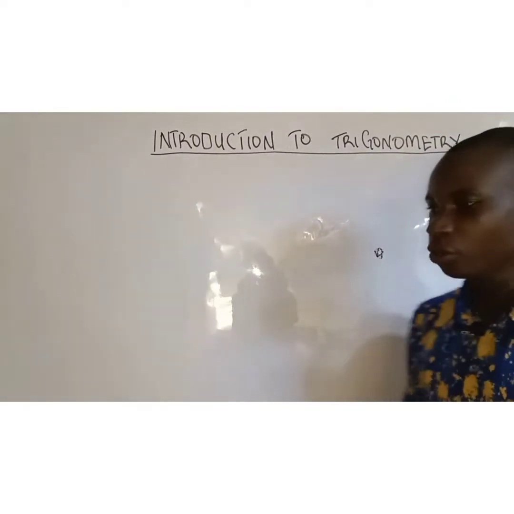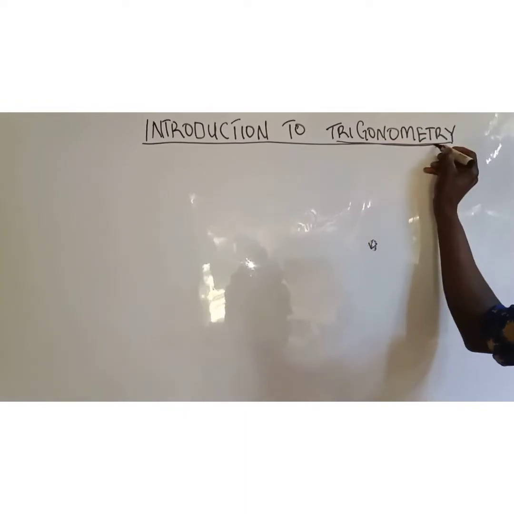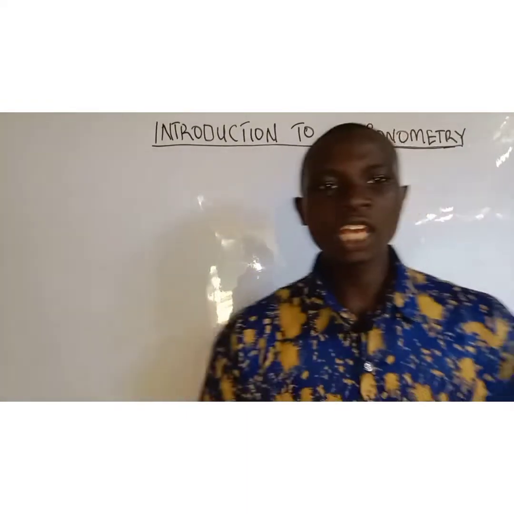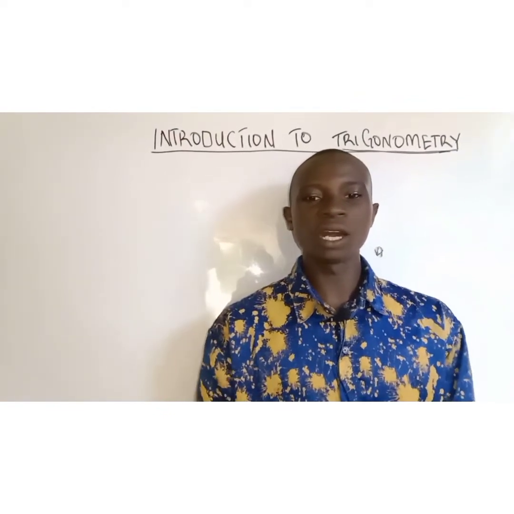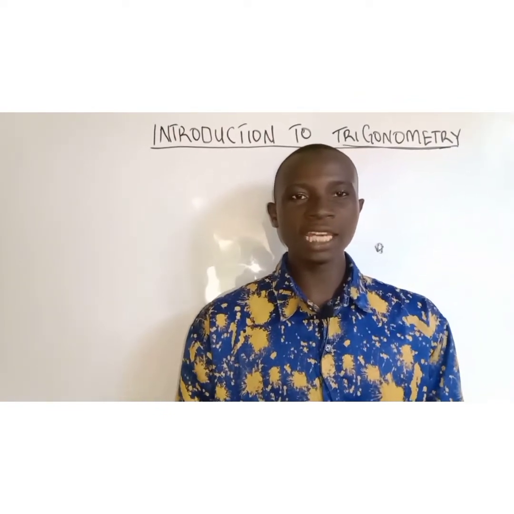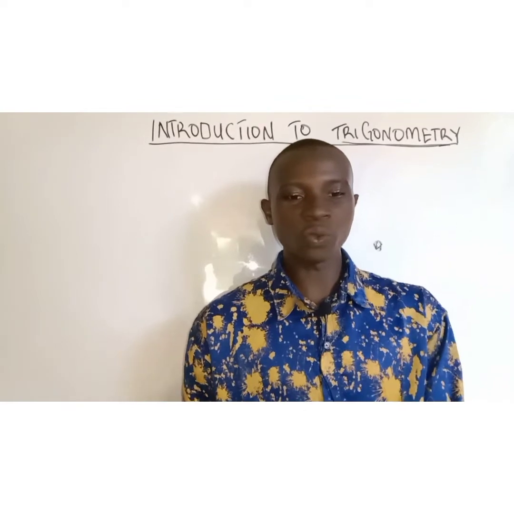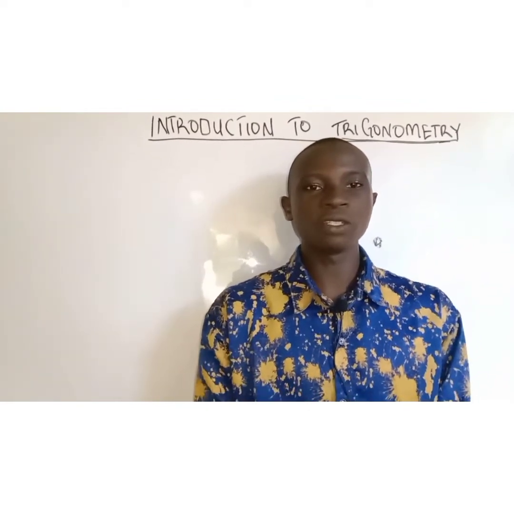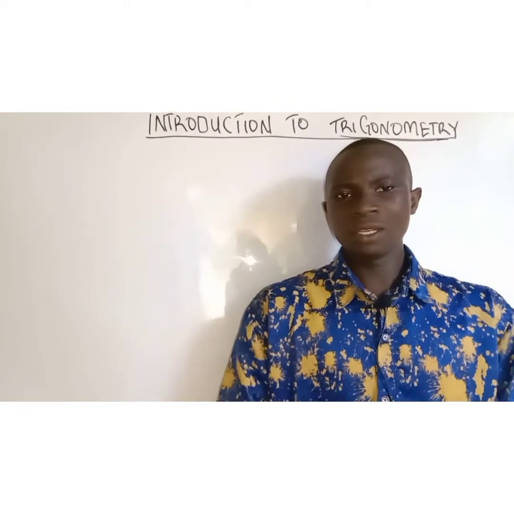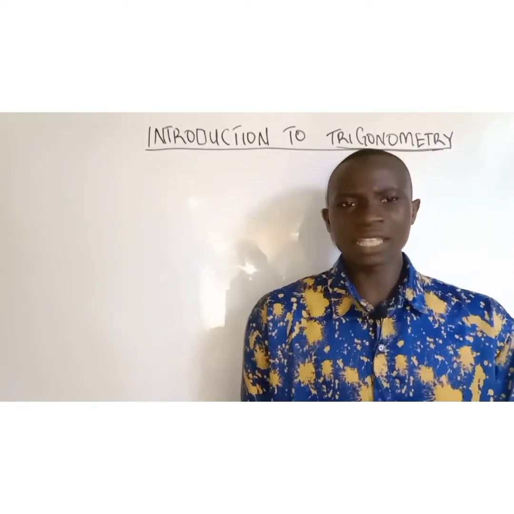First of all, we have to know the definition of a word called trigonometry. Trigonometry is the branch of mathematics that deals with the relationship between the sides and the angles of a triangle and the calculations based on them, particularly the trigonometry functions. So it mostly deals with right angle triangles.